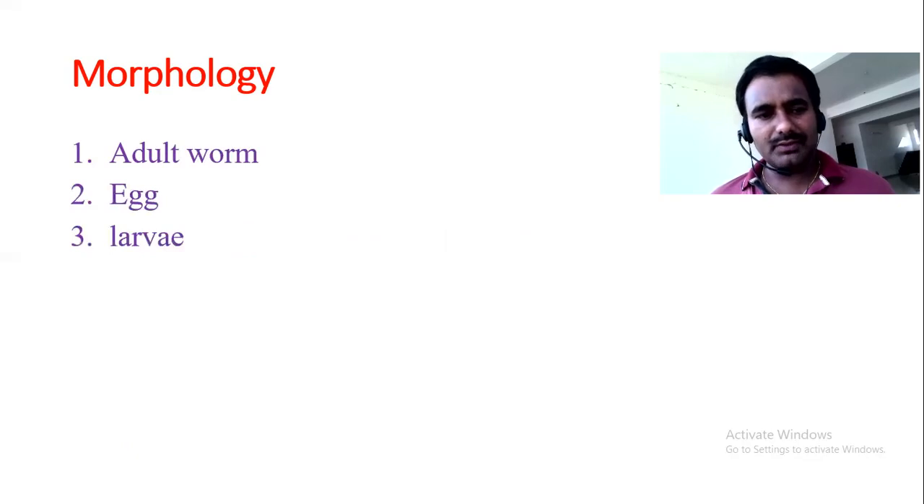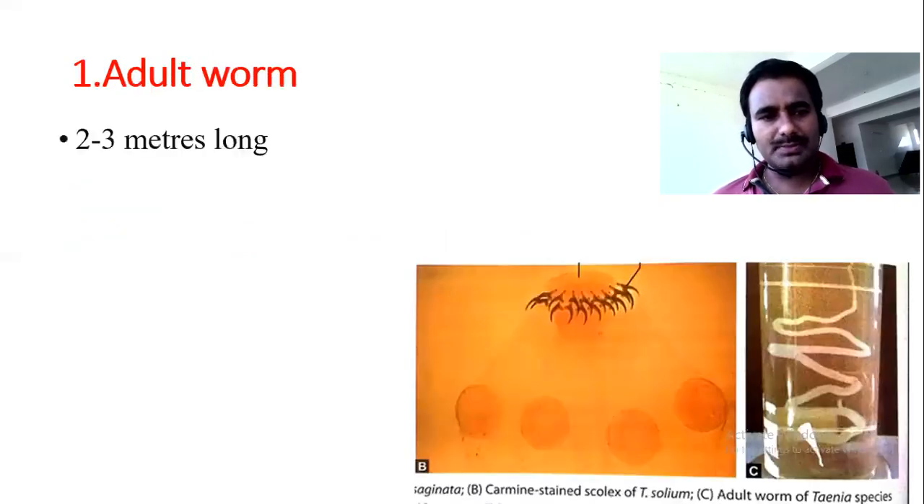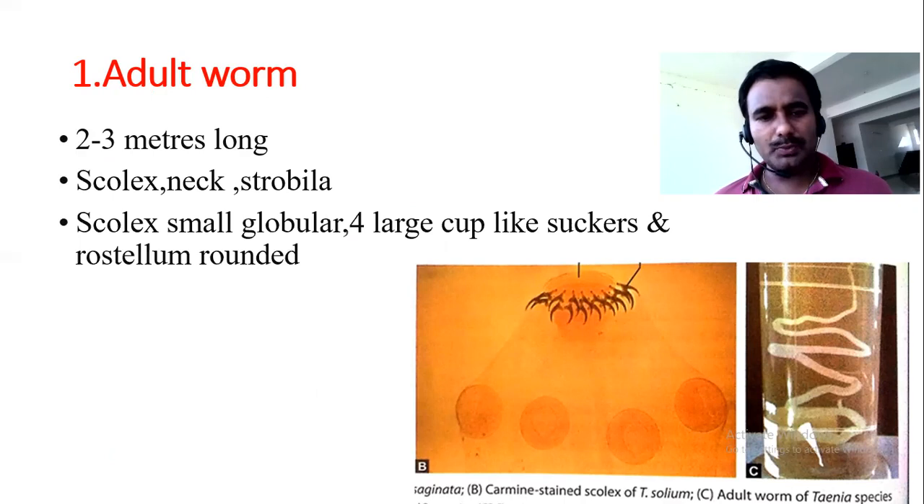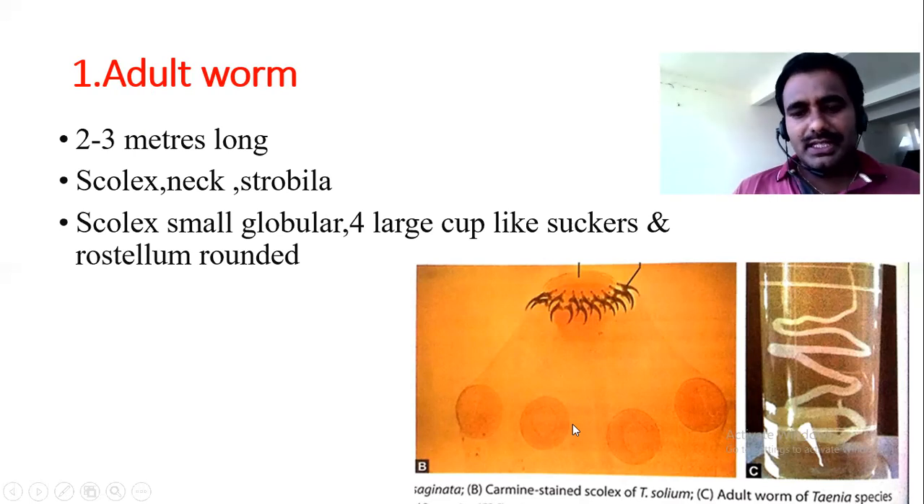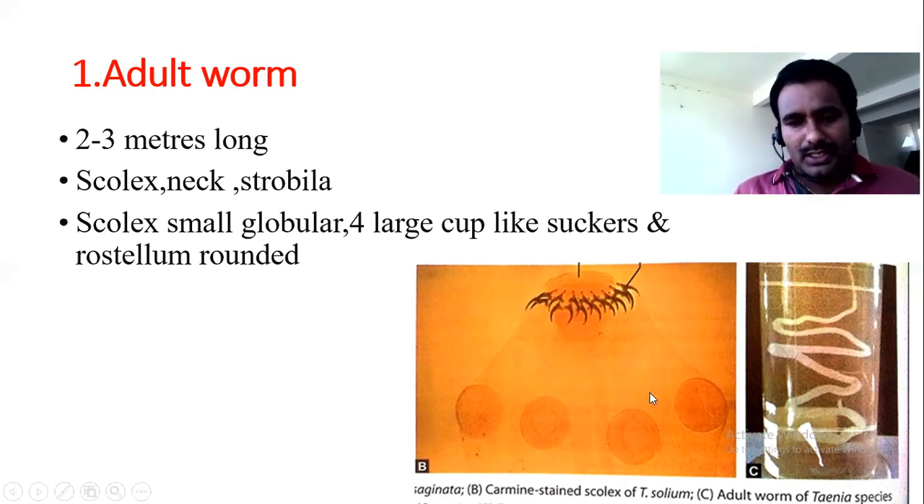So here it is the adult worm, egg and larva. So three morphological forms will be there for the Taenia solium. The adult worm is 2 to 3 meters long, has scolex, neck and strobila. The scolex will be small, globular, having 4 large cup-like suckers, 1, 2, 3 and 4.